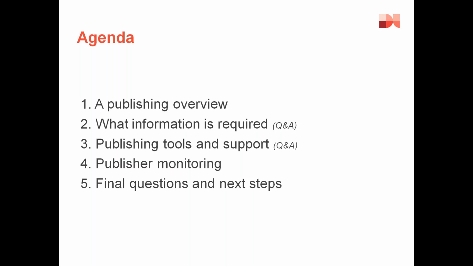If we move on to the agenda, in the first part of this session, we'll provide a brief publishing overview on what IATI is and the mechanics of publishing. Then the second part will explain in greater depth what kind of information is required, highlighting the humanitarian elements that were introduced in version 2.02 of the IATI Standard. Section 3 will cover publishing tools and the support available to publishers, and the final part will explore publisher monitoring, why it's important, and how we plan to support organisations as part of the Grand Bargain project on monitoring the transparency commitment. And finally, we'll take some final questions and look at next steps.